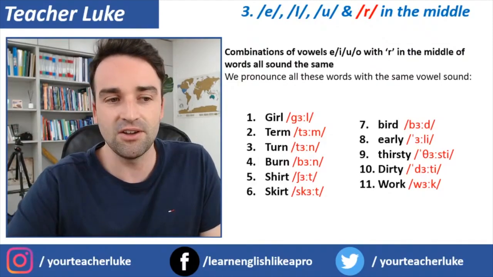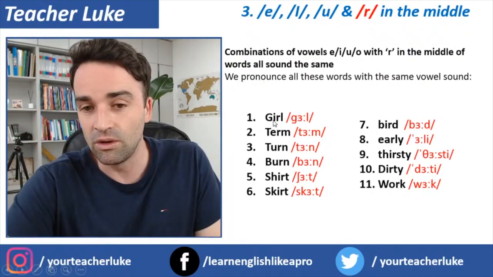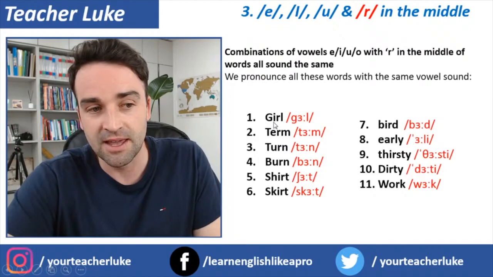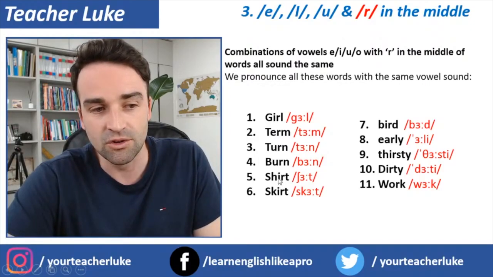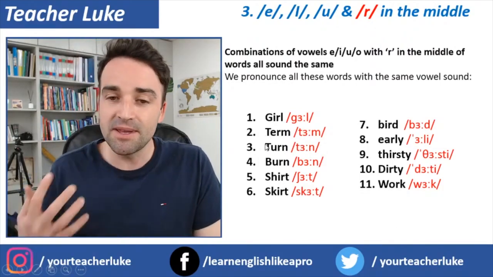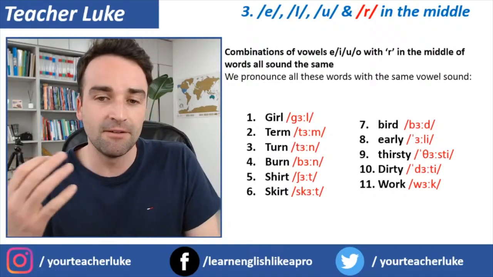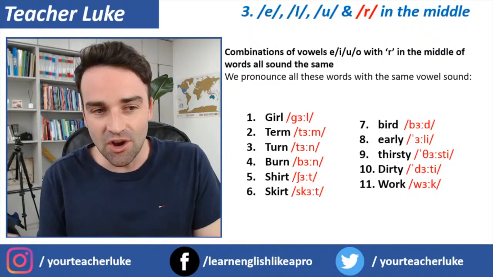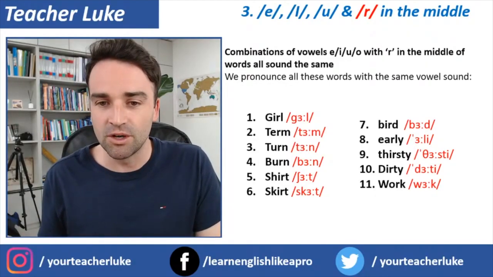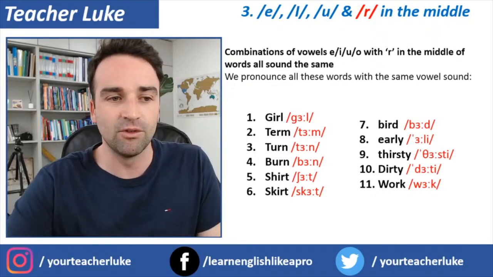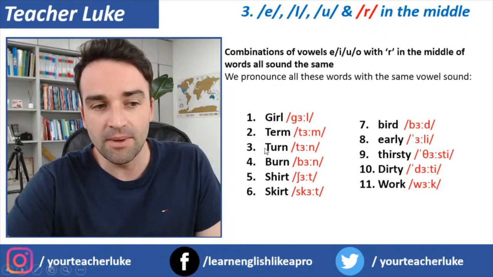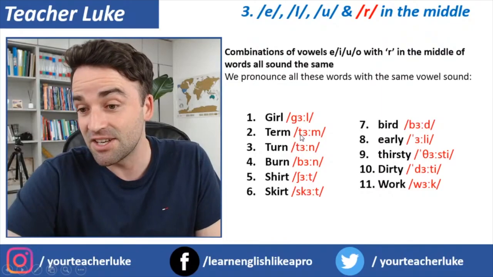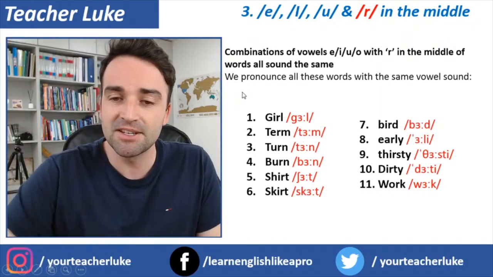Now, what's interesting here is that in the spelling, these all have different vowels. We have the I, E, U, U, I, A, I, and O. These have different vowel letters, but when we're speaking, they all take exactly the same vowel sound. So girl and term have the same vowel, even though the spelling is different. Same for number two and number three, term and turn. Exactly the same vowel sound. So this makes it quite tricky.